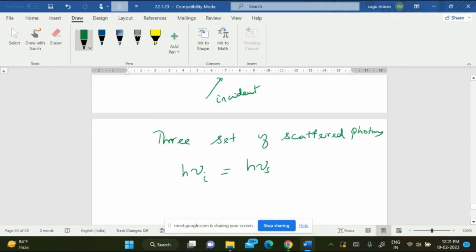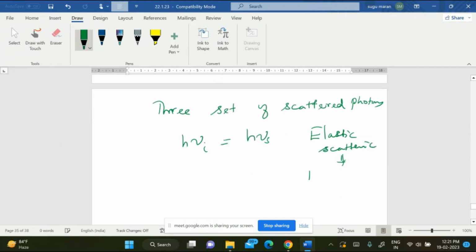The energy is conserved. The scattered photon energy and the incident photon energy are almost the same, and it is like elastic scattering. Elastic scattering is also called Rayleigh scattering.